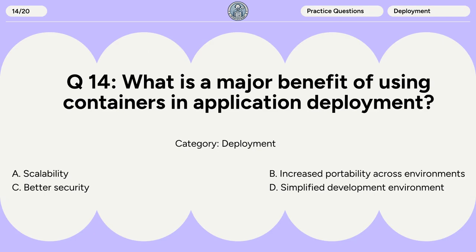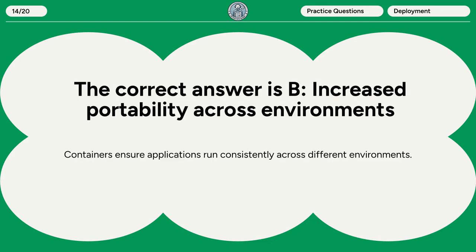Question 14. What is a major benefit of using containers in application deployment? A. Scalability. B. Increased portability across environments. C. Better security. D. Simplified development environment. The correct answer is B. Increased portability across environments. Containers ensure applications run consistently across different environments.